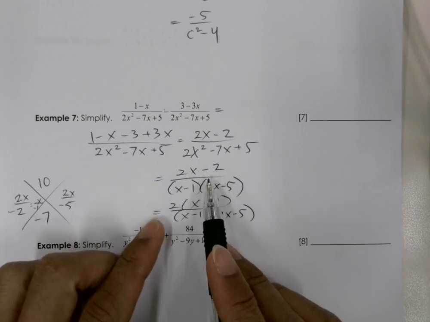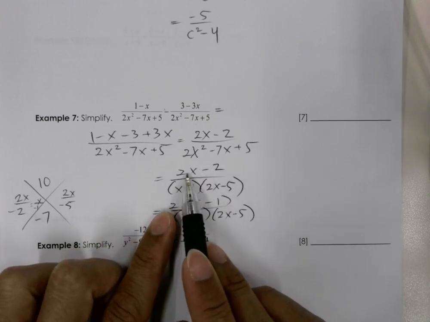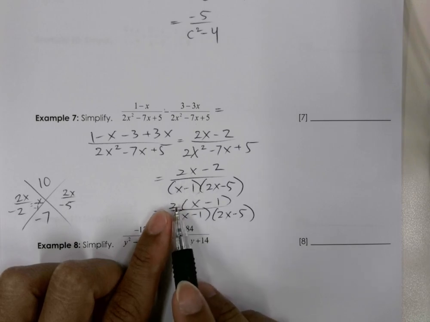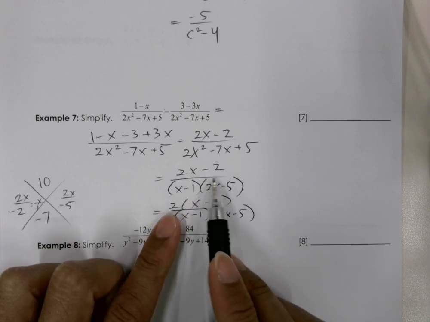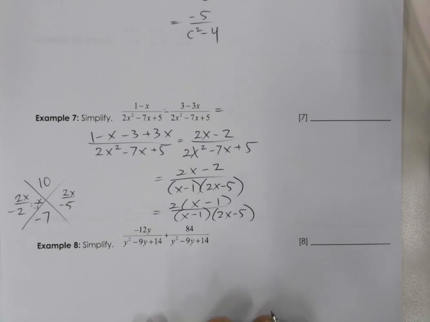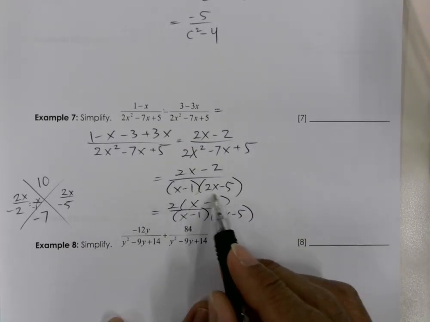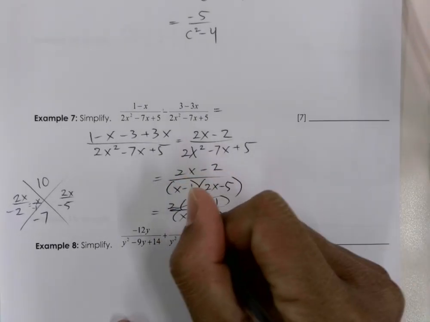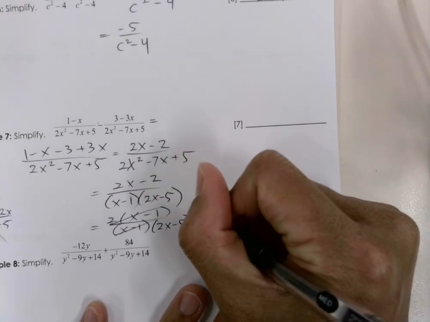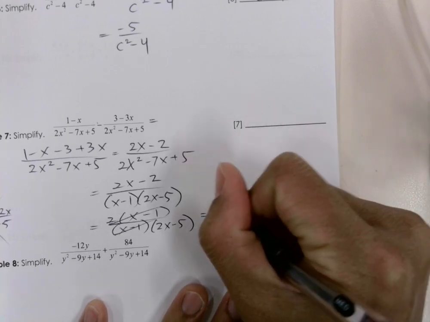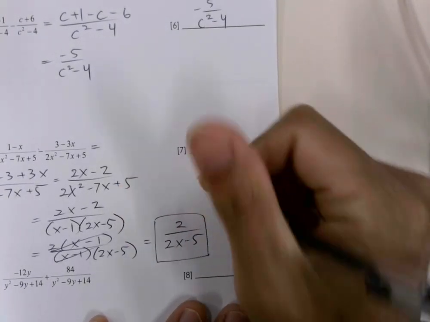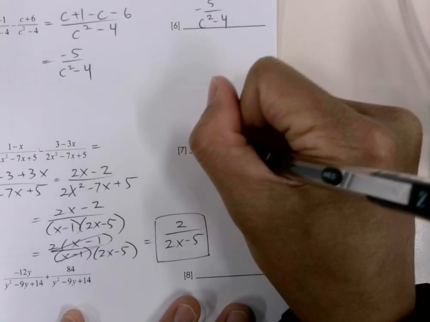Okay. So what did we do here? We factor out the common factor of a 2. So it's 2 times x is 2x. 2 times negative 1 is negative 2. So we factored out the 2. And now we have common factors, right? We have an x minus 1 in the numerator. We have an x minus 1 in the denominator. So those two cancel out. And our answer is 2 over 2x minus 5. So let's put it over here, 2 over 2x minus 5.